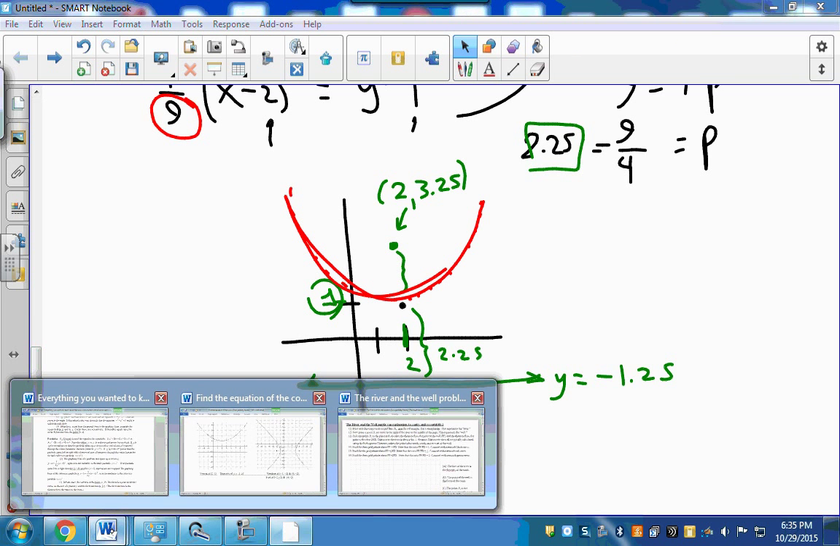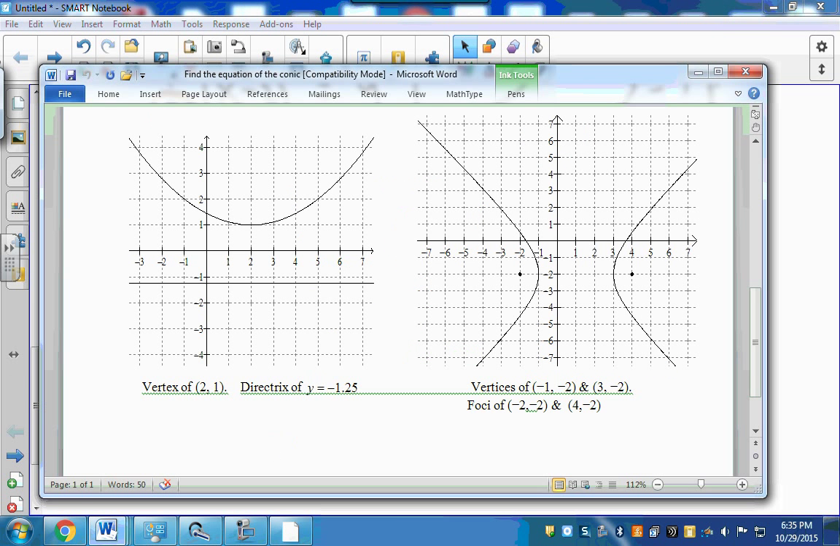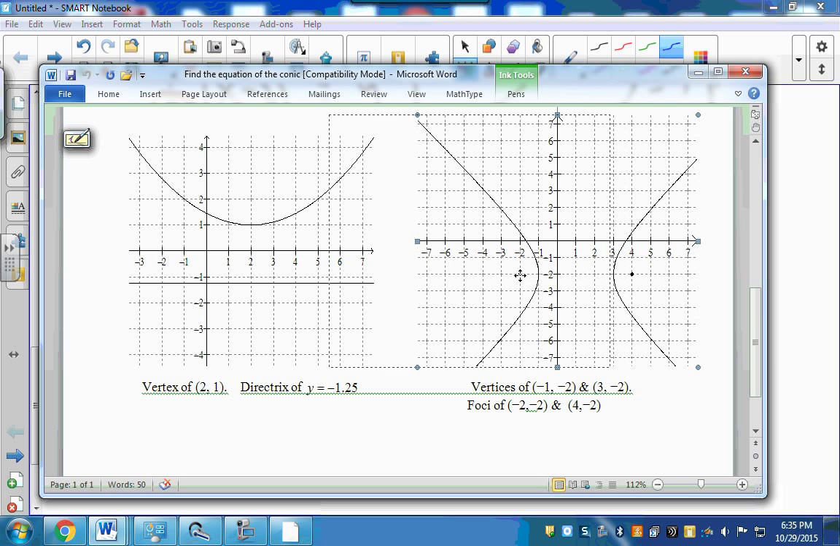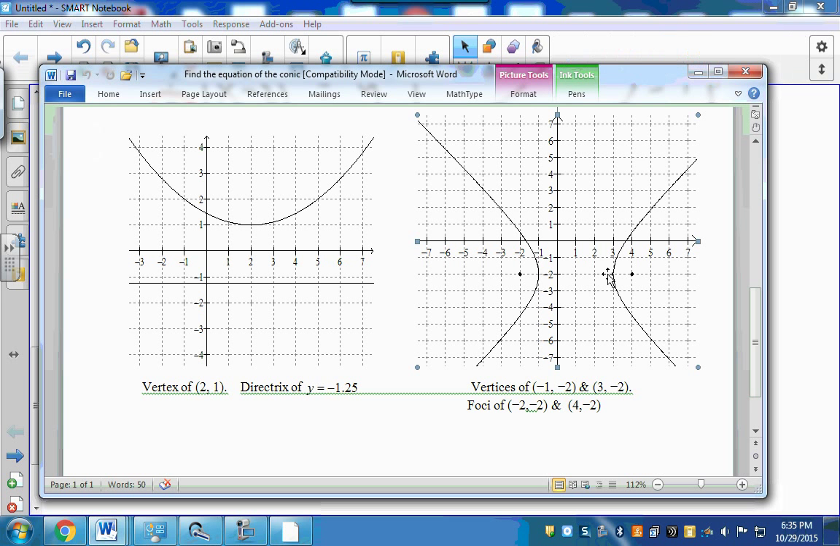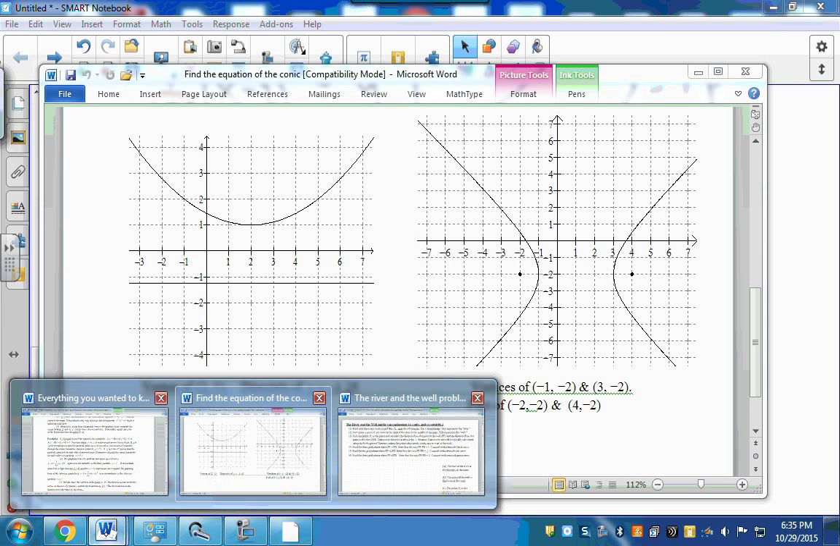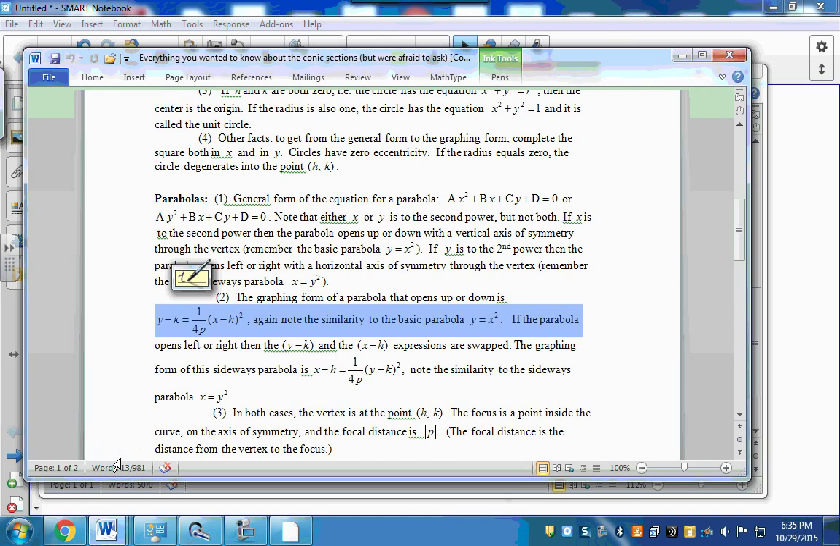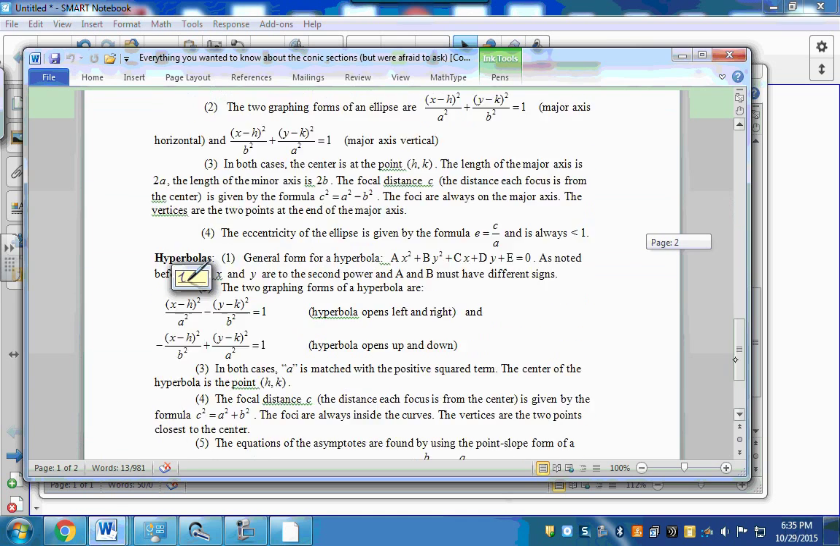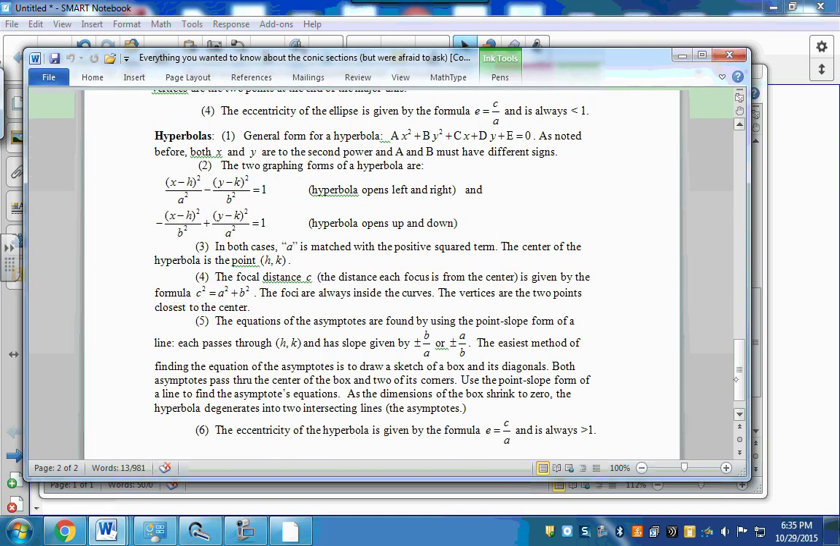So last problem on the page, we have this hyperbola. This hyperbola has what's called the transverse axis. The transverse axis is the one that connects the two vertex points. That's horizontal. And so by looking at everything you want to know about conic sections, but we're afraid to ask, for hyperbolas, you'll note that if the hyperbola opens left and right, this case here, this is where the transverse axis is horizontal.